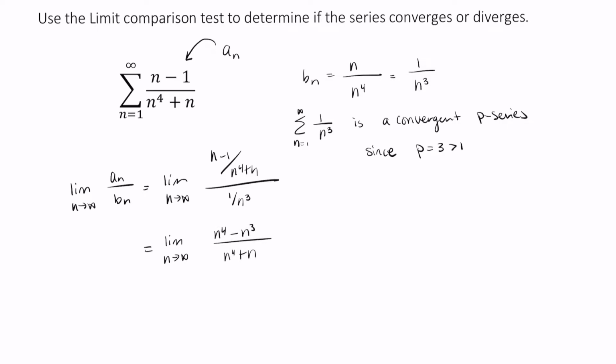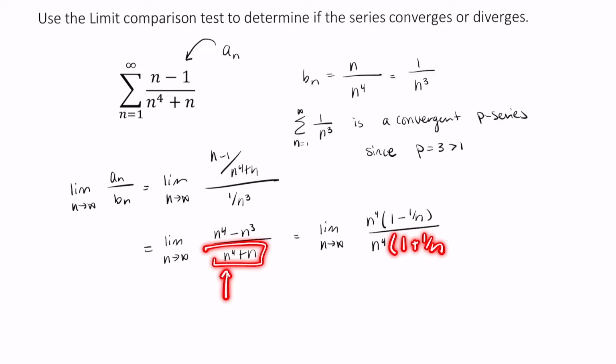Okay, so how can I rewrite this limit? Well, in my numerator and my denominator, I can go ahead and try to factor something out. I'm going to factor out an n to the fourth. So n to the fourth, that leaves me with 1 minus 1 over n. And I'll do that to the denominator as well. So I'm going to factor out an n to the fourth from this, which leaves me with a 1 here plus 1 over n.